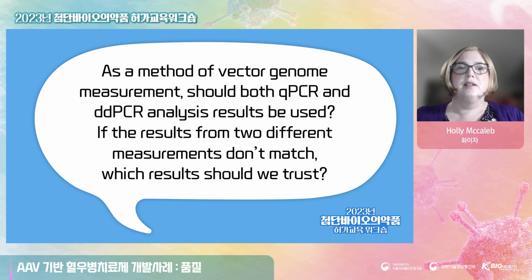A second question submitted is, as a method of vector genome measurement, should both qPCR and ddPCR analysis results be used? If the results from the two different measurements don't match, which results should we trust? qPCR and ddPCR are both used as measurements for vector genome titer. Neither measurement is considered better or worse than the other, and it's not surprising that the results may not match because the technologies used to calculate the titer are different between the two assays.